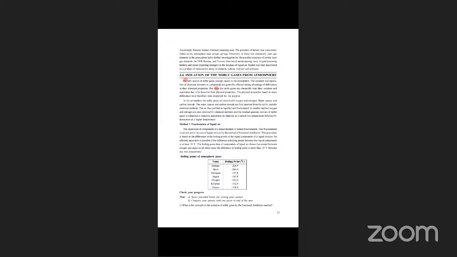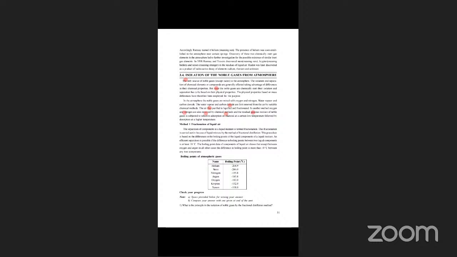The water vapor and carbon dioxide are first removed from air by suitable chemical methods. First we remove CO2 and water vapor by chemical method. The air is purified, liquefied, and fractionated. In the other method, oxygen and nitrogen are also removed by chemical methods, and the residual gas mixture of noble gases is subjected to selective adsorption.